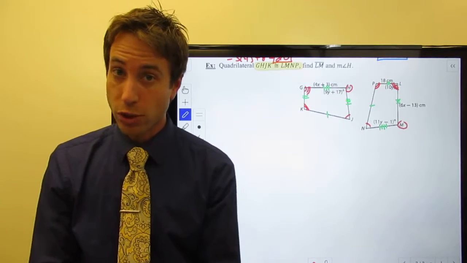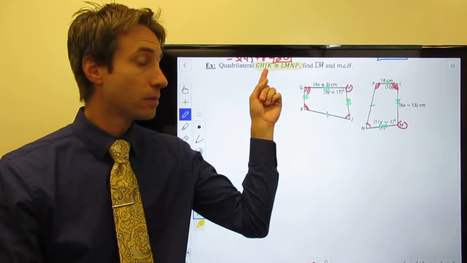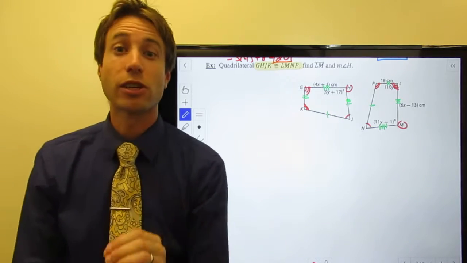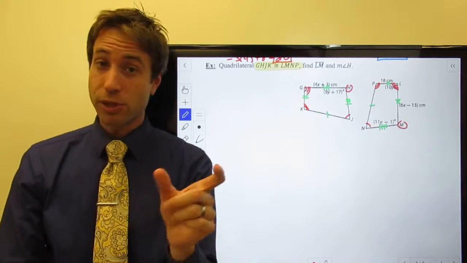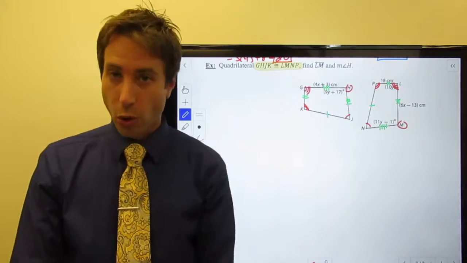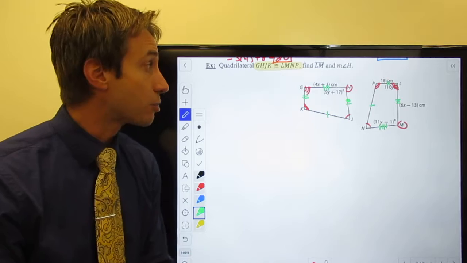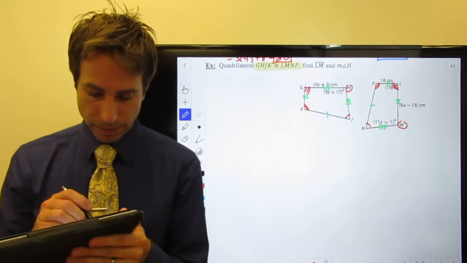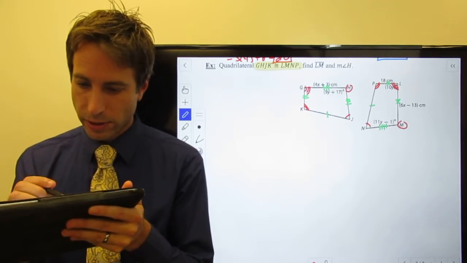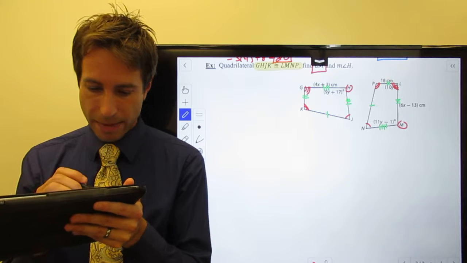How do I know that those corresponding parts are congruent? Well, I tell you the quadrilaterals are congruent. That's our conditional statement. If the objects are congruent, then the corresponding parts must be congruent. Looks like we're going to have to do some algebra, so let's get to it. This part first. Find the length of LM.